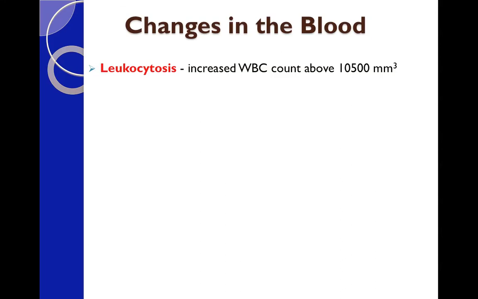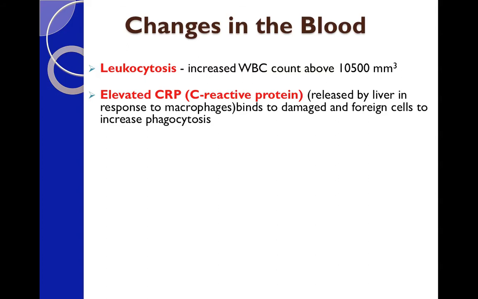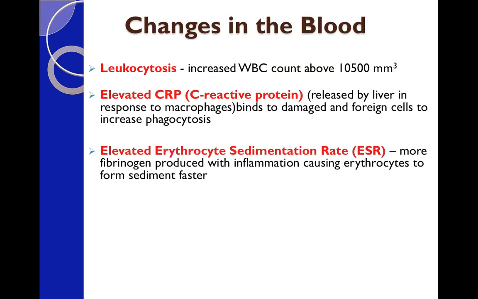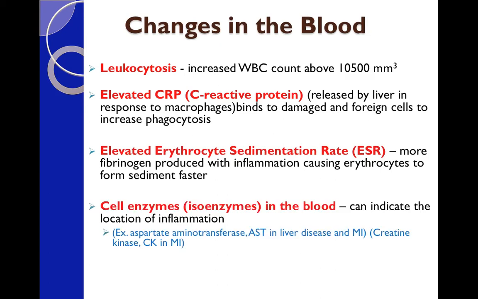Which brings us to the changes in the blood. Of course, if you have inflammation, your white blood cell count should be over 10,500. That's the threshold for leukocytosis. The elevated CRP, the C-reactive protein, is a good indication of inflammation. The ESR, or the erythrocyte sedimentation rate, will be elevated, which I just talked about.